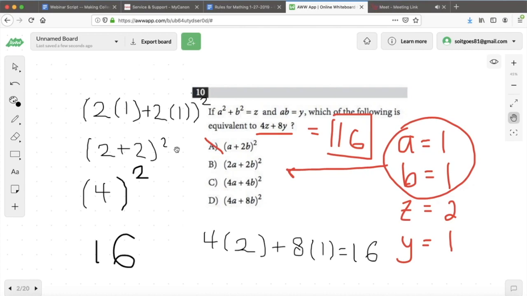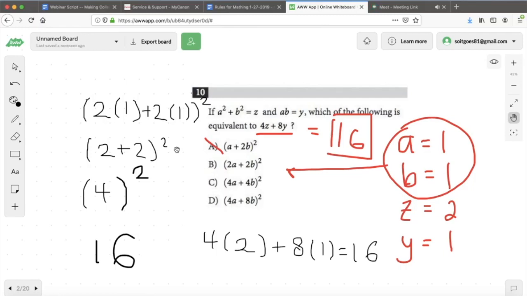Take a look at answer choice C. Is that going to equal 16, Ariane? No. What is that going to equal? It's 8 times 8, which is 64. Yeah, right, because when A is 1 and B is 1, we're going to get 8 in parentheses because 4 plus 4 is 8. It's going to get 64, not 16. So we can eliminate that.